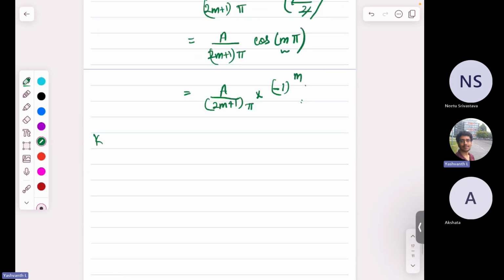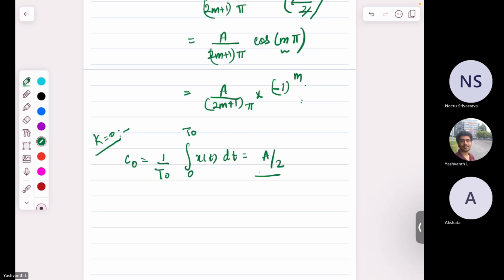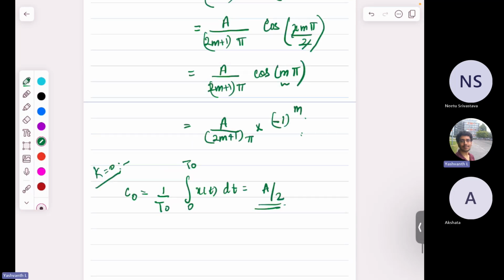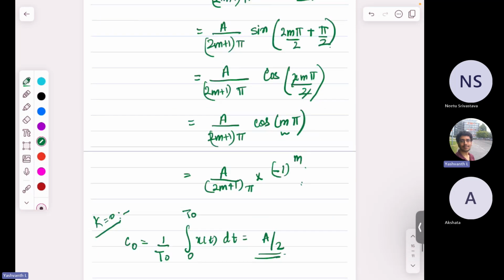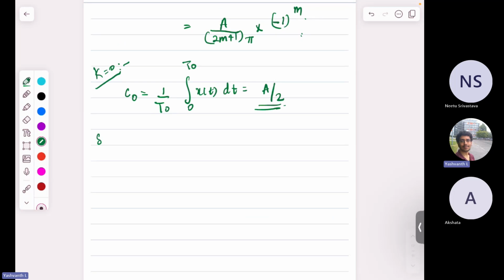Now let's say k equal to 0. That means just go back to the definition of C naught in our formula. C naught was nothing but 1 by T naught integral from 0 to T naught of x of t dt. This you can again show comes out to be A by 2, just the average DC component. So now you have all the values of C naught, C odd, and C even. Just substitute for all these values.